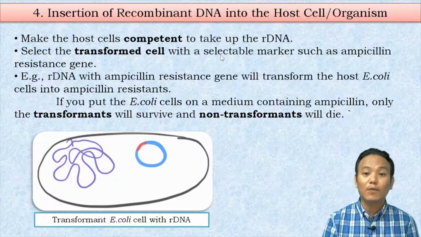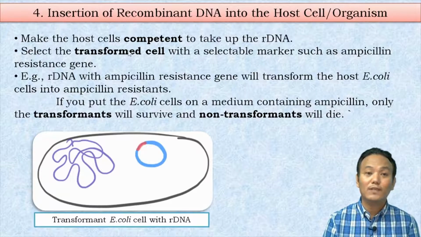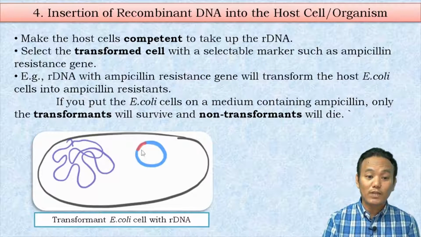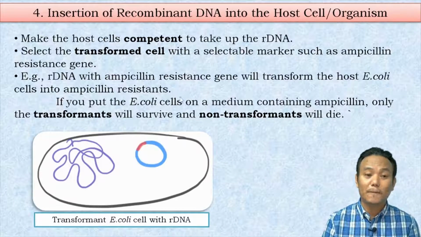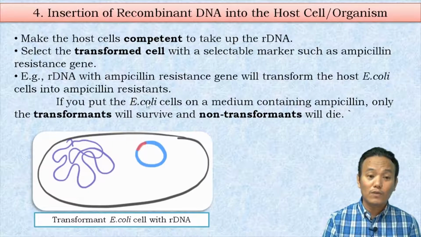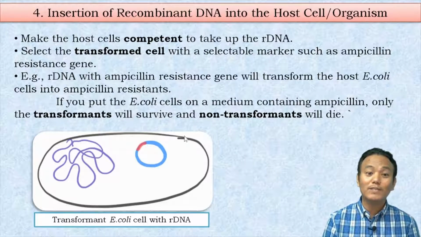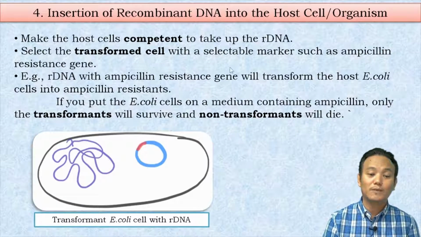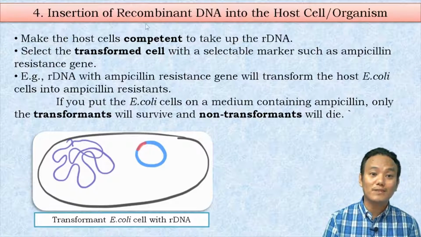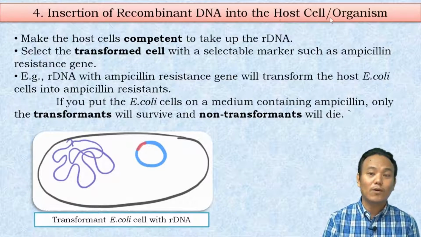That we can do with the help of selectable markers such as the ampicillin resistance gene. For example, if the recombinant DNA over here contains the ampicillin resistance gene, the E. coli bacteria which has taken up this recombinant DNA will transform into ampicillin resistant bacteria. Right? And if you put the E. coli on a medium containing ampicillin antibiotic, only the transformants will grow and the non-transformants will die. So that is how you identify transformants from the non-transformants, and that is how you select the transformed cells. Okay, so that is the fourth step, that is insertion of recombinant DNA into the host cell or the host organism.